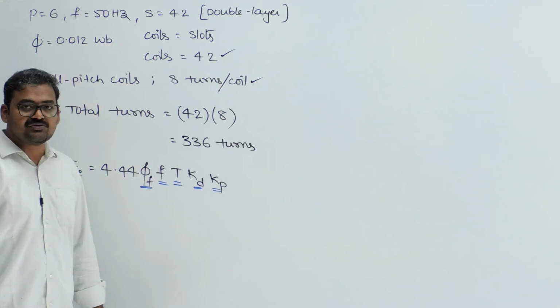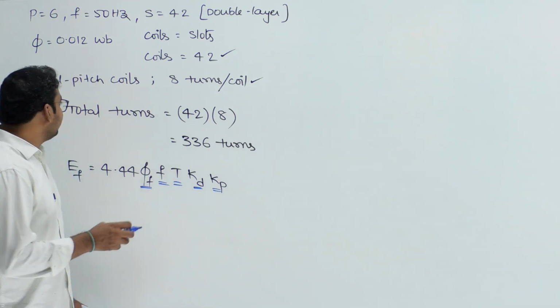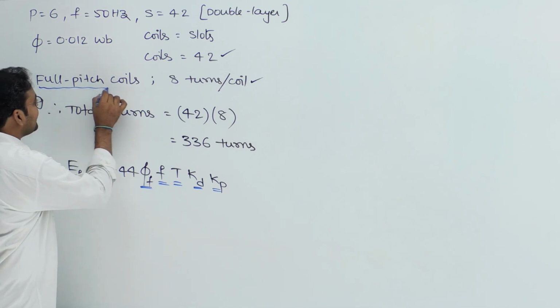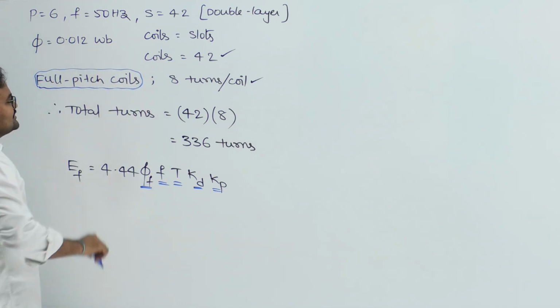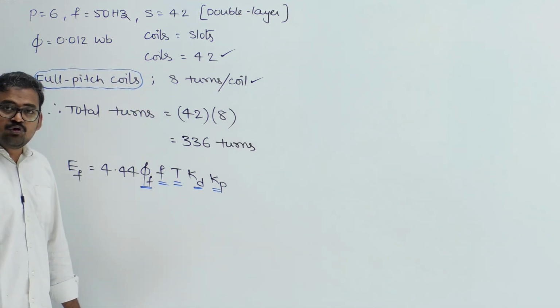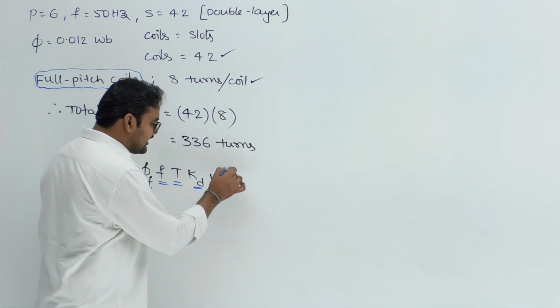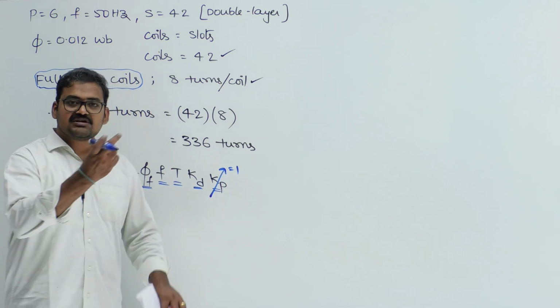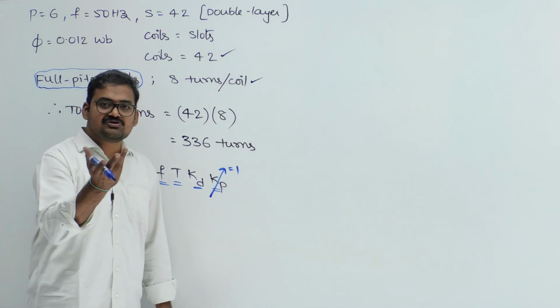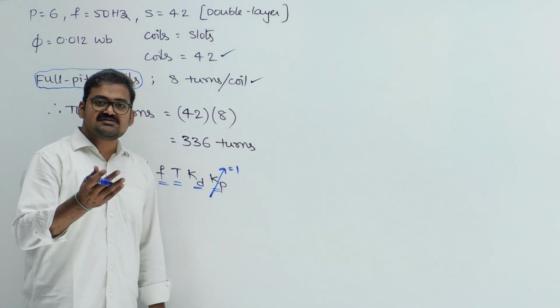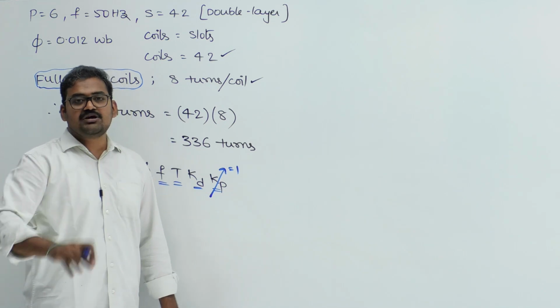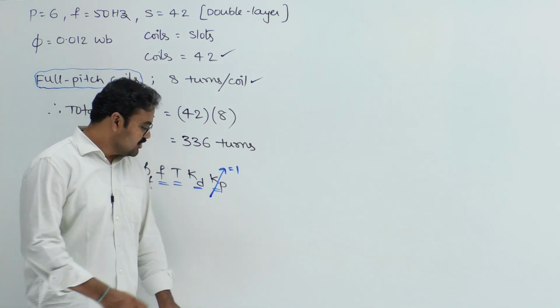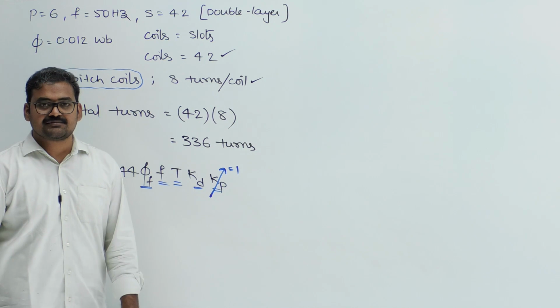So that is our first duty. Here it was clearly mentioned that full pitch coils are used. As full pitch coils are used, pitch factor will be equal to 1, because full pitch means the short pitch angle alpha is equal to 0. If alpha is 0, cos 0 by 2 will be equal to 1. Pitch factor is equal to 1. So we have to calculate distribution factor.